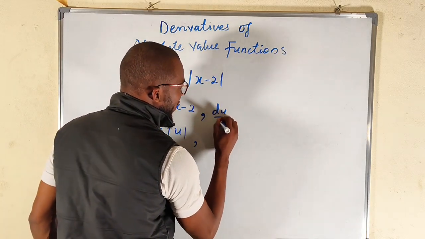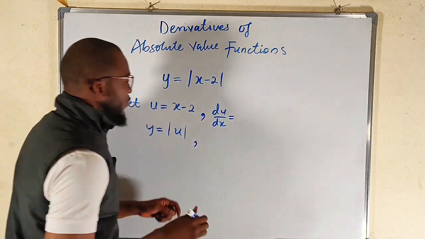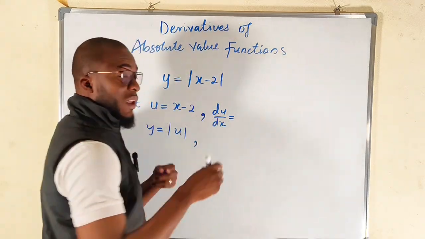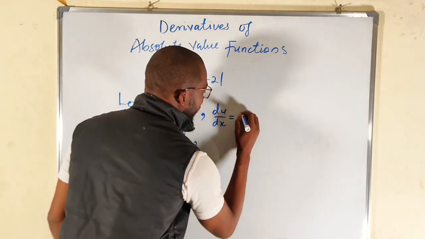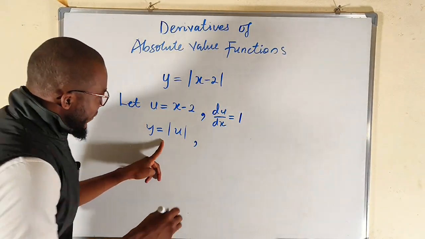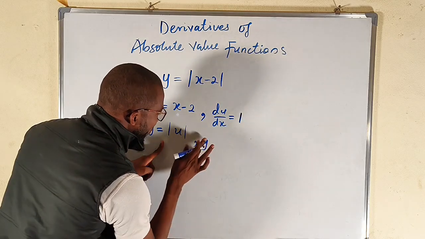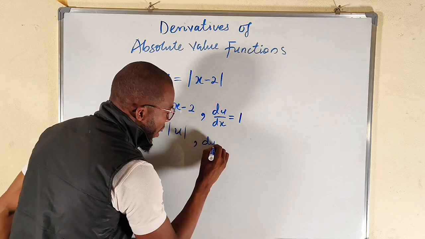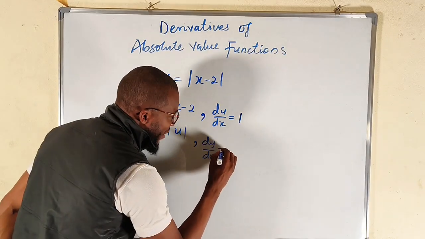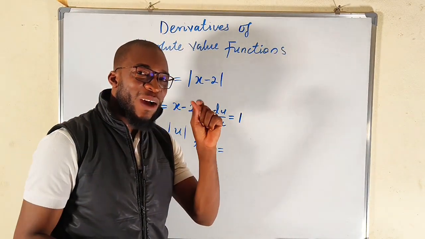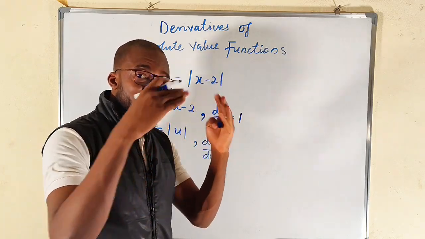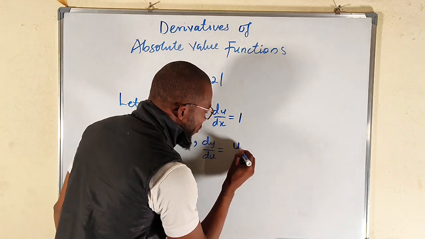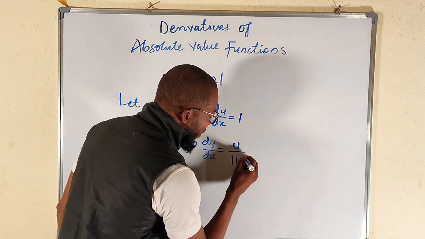Here we have du over dx equal to, the moment you differentiate the right hand side, derivative of x is 1, derivative of negative 2 is 0, so we only have 1. And if you differentiate y, or let me call it dy over du, remember we have differentiated the absolute value of x, where we obtain x divided by the absolute value of x. So it will be the same thing here. It will be u divided by the absolute value of u.